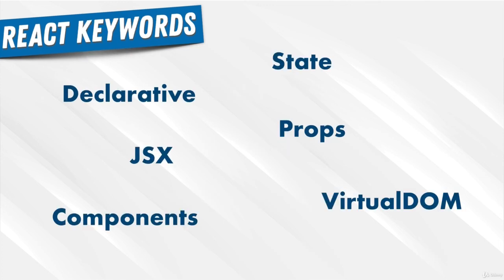And the beauty is that although we haven't written any code, you've now learned a little bit about some of the keywords that we'll encounter throughout this course. And don't worry, you're not supposed to get them 100% just now, because all of these things are something that we need to practice, code, and build projects with to really understand them. But now when you hear words like declarative, JSX, component, state, props, virtual DOM, you'll at least have an idea of what it is.